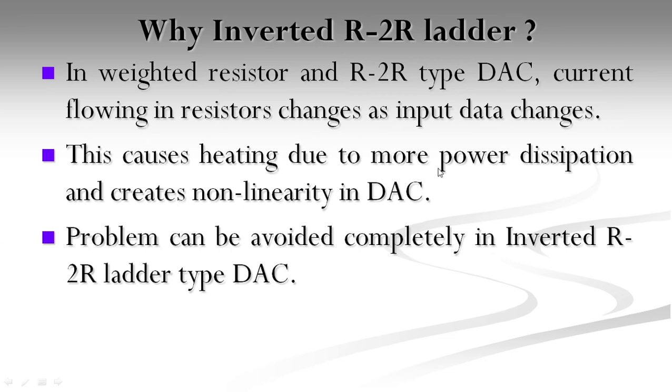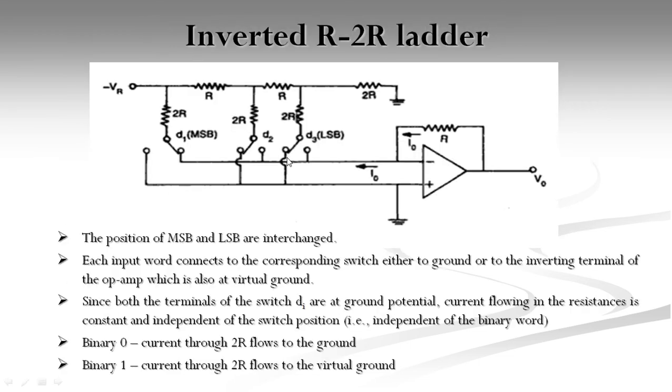The current flowing in the resistors changes as the input data changes, for the weighted resistor and the R2R ladder type. This change of current causes heating due to more power dissipation, and this will lead to non-linearity in the digital to analog converter output. So this problem can be completely avoided if you use an inverted R2R ladder type of DA converter. Here the figure shows the inverted R2R ladder type of DA converter.